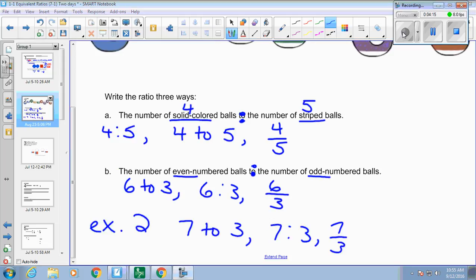Here we are, example number 2. I had 7 that were knocked down, 3 that were up, so 7 to 3, 7 colon 3, 7 divided by 3.